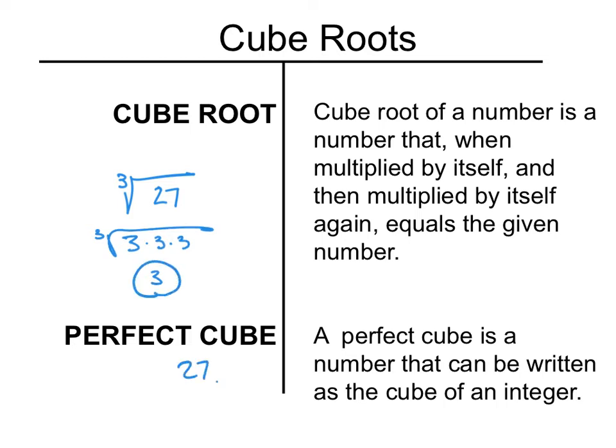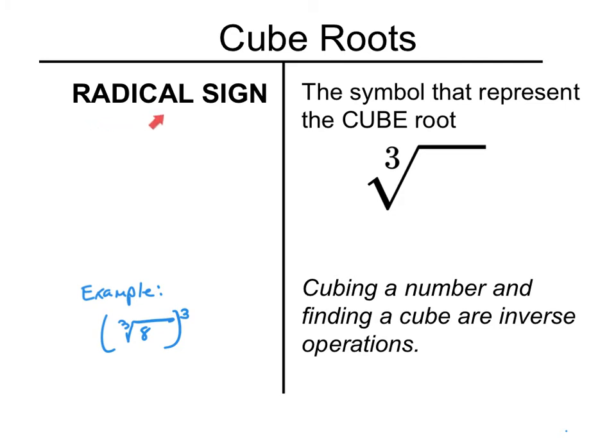The 27 is called a perfect cube. A perfect cube is a number that can be written as the cube of an integer. So we know that 27 is equal to 3 times 3 times 3, so it is a perfect cube. So we've already discussed the radical sign for a cube root. It has the 3 on the outside of the radicand, and the radicand is the number inside.